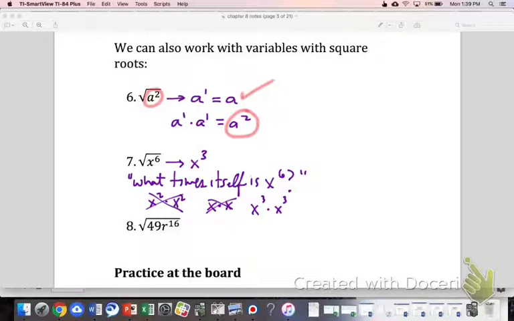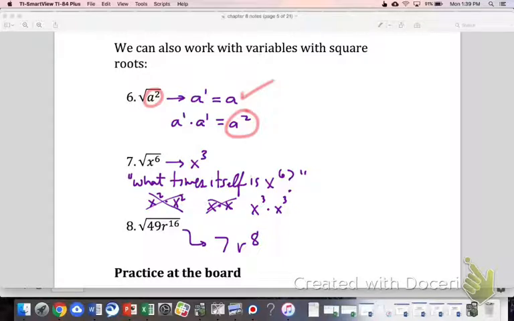Down here for number 8, what times what is 49? What times itself is 49? 7, yeah. So this is going to be 7, and then r to the something. And this is maybe where you do a little thinking. You think to yourself, all right, what times itself is r to the 16? R to the 8, actually, yeah.